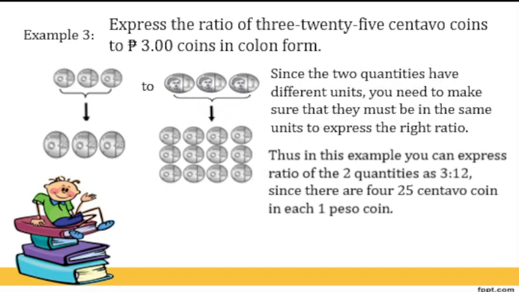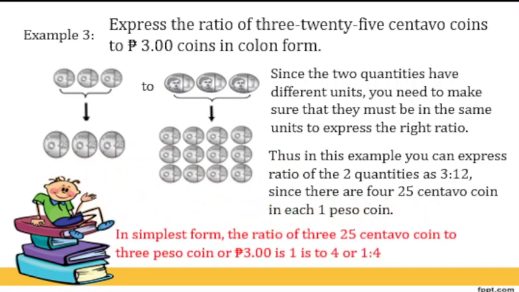In this example, you can now express the ratio because they are already on the same units. So that is 3 is to 12. Since there are 4 25-centavo coins in each 1 peso, to express that in simplest form, that will become 1 is to 4. Again, that is 1 is to 4.